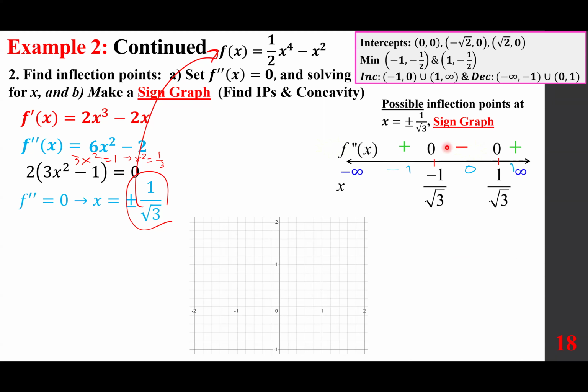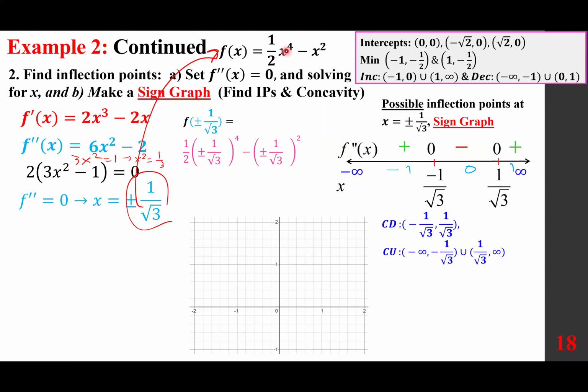And so we say it's concave down from negative 1 over square root of 3 to 1 over square root of 3. It's concave up everywhere else, meaning from negative infinity to negative 1 over square root of 3, union 1 over square root of 3 to infinity, must be concave up. Because of the change, in other words, concave up to concave down, these are inflection points. Because of the change here, the same thing, we're going to put that into the original function. And because, again, it's an even function, I can evaluate both of them simultaneously.